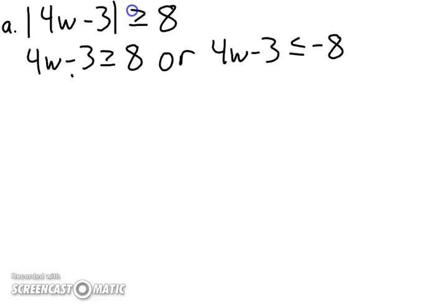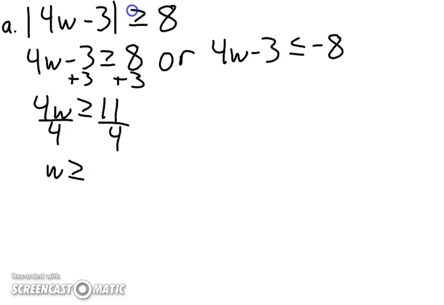So we solve this. We add 3 to both sides. 4W is greater than or equal to 11. We divide by 4. And W is greater than or equal to, we can leave it as 11 over 4. We can make this 2 and 3/4. You could really even make it 2.75.